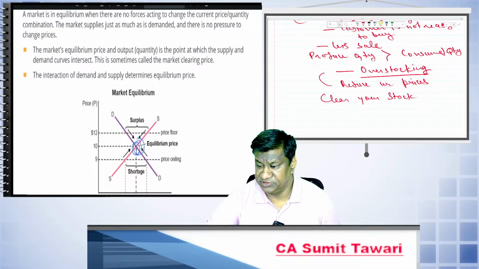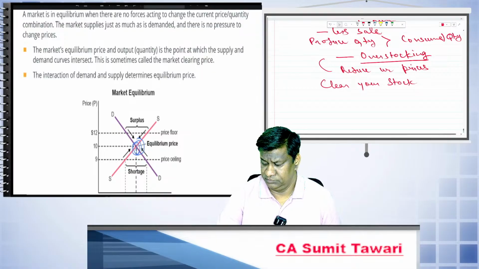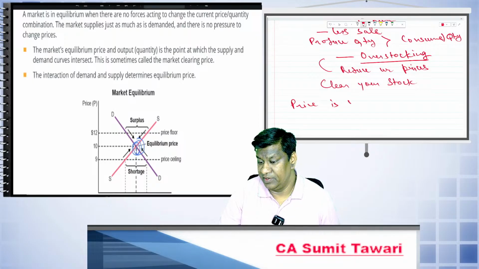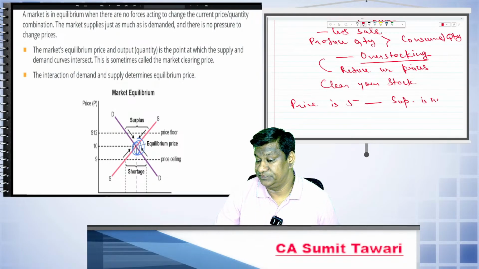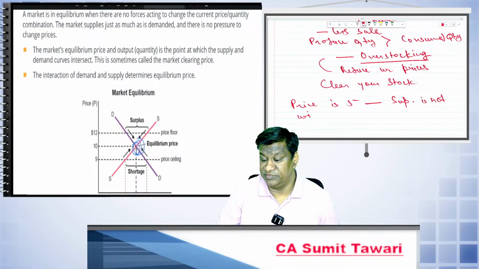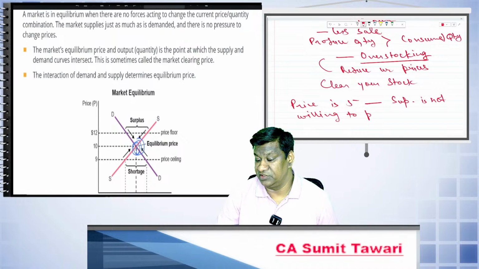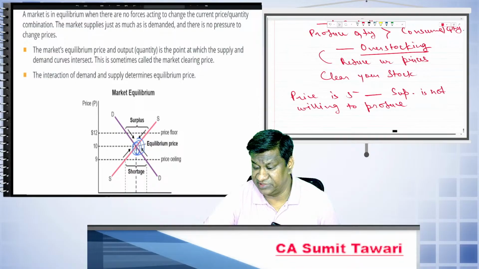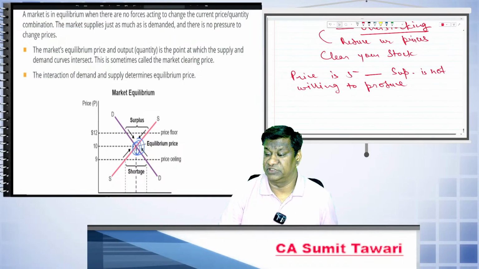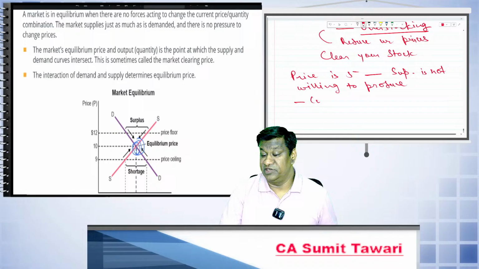Second, the reverse situation. Price is 5. At that price, the supplier is not willing to produce because their margin shrinks, or they cannot generate sufficient produce. Generally, for daily needs items or necessary items, this kind of situation arises. But customer demand is very high.